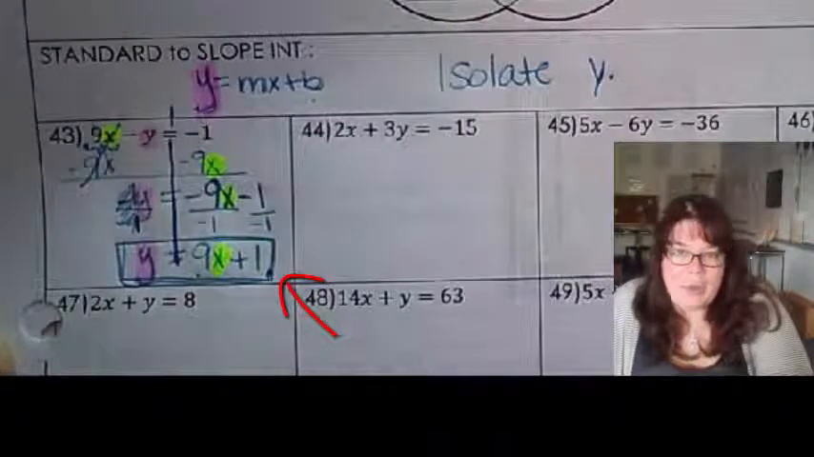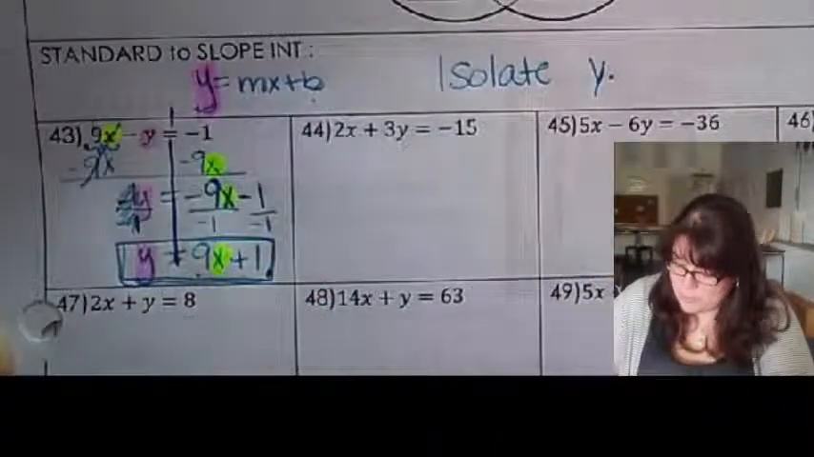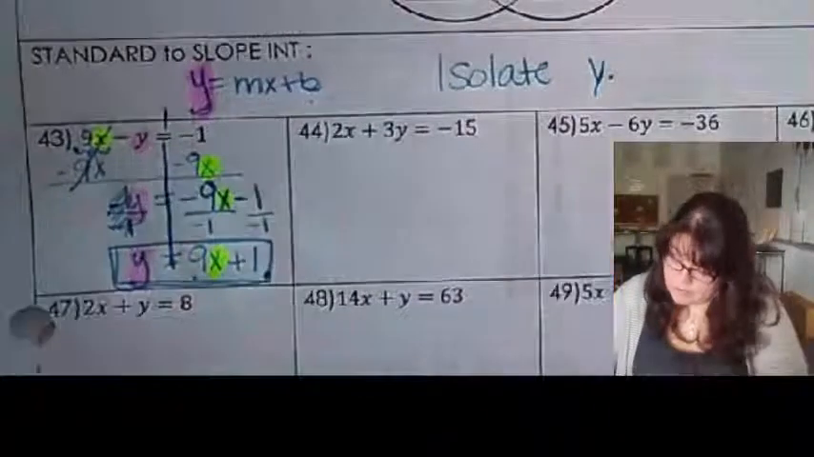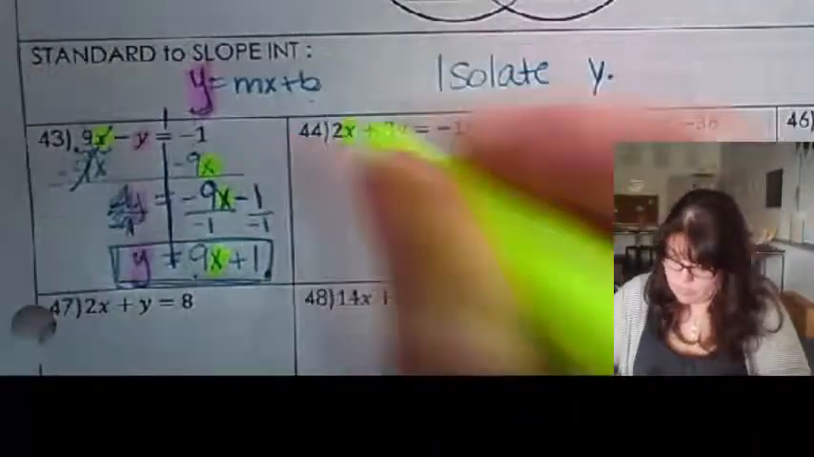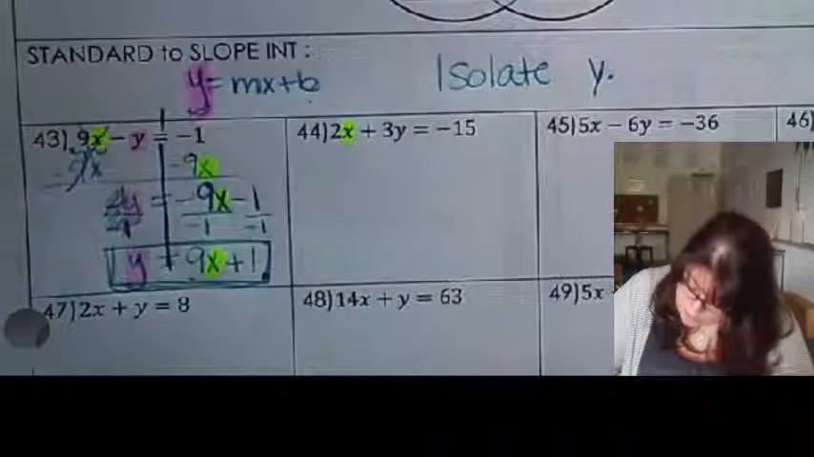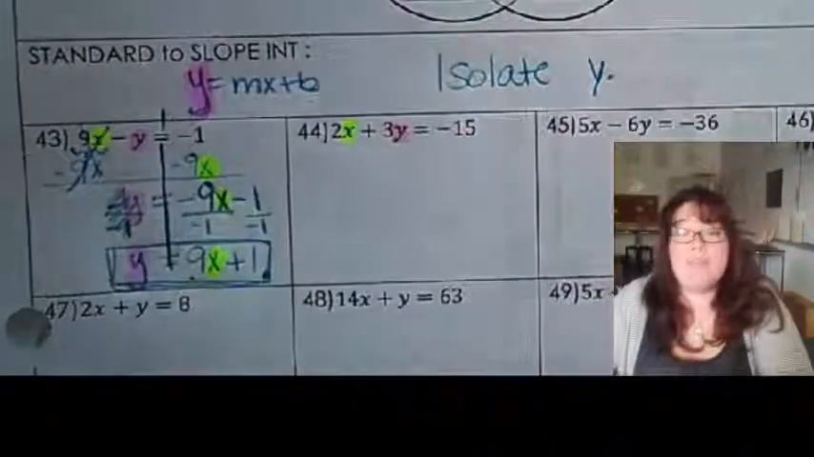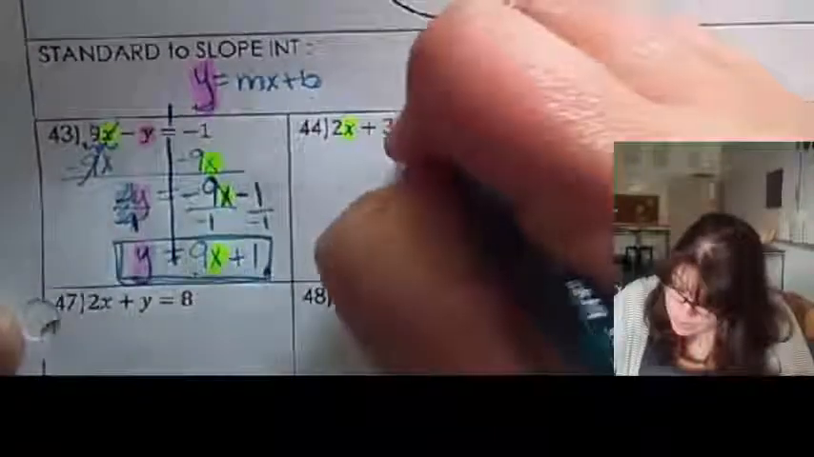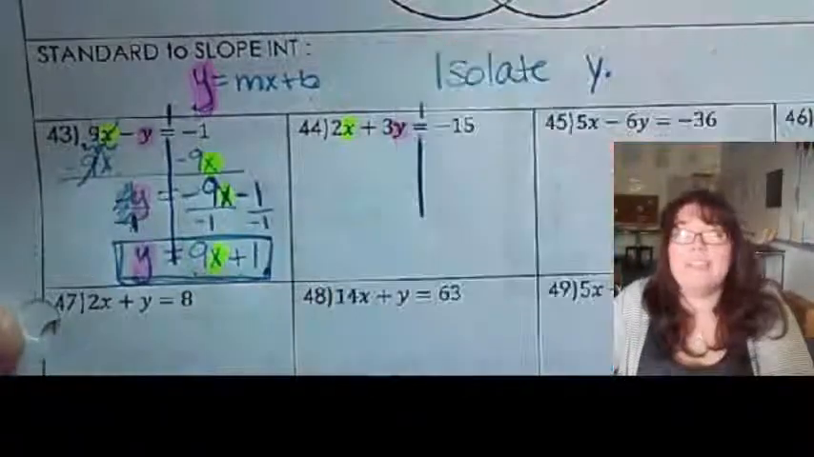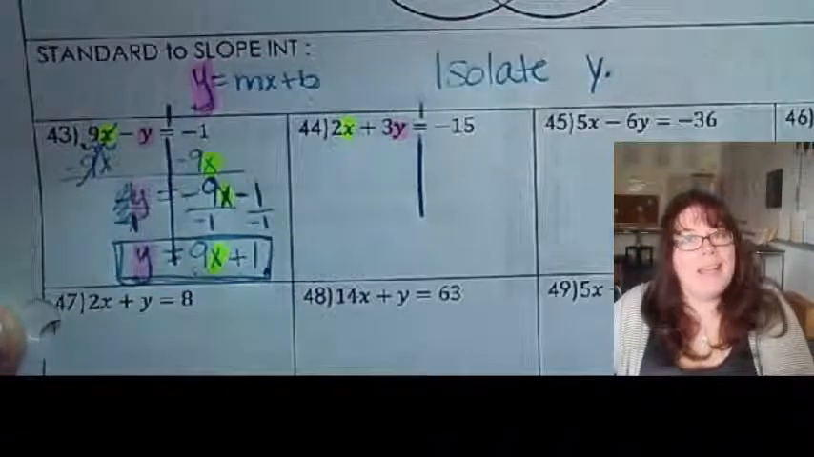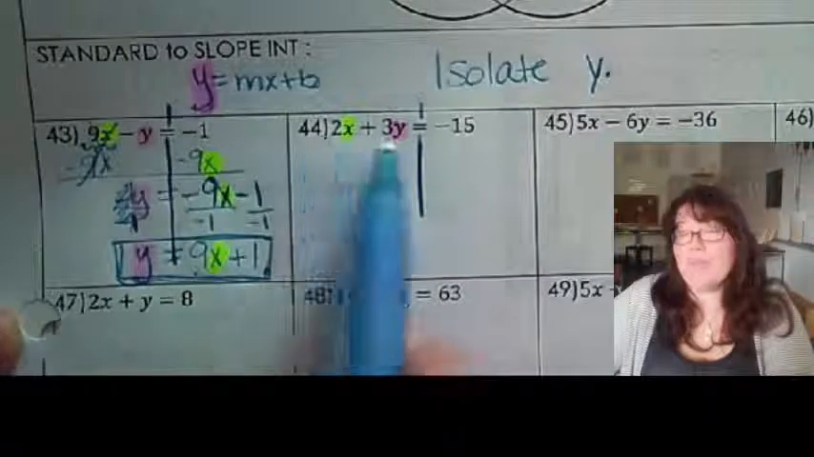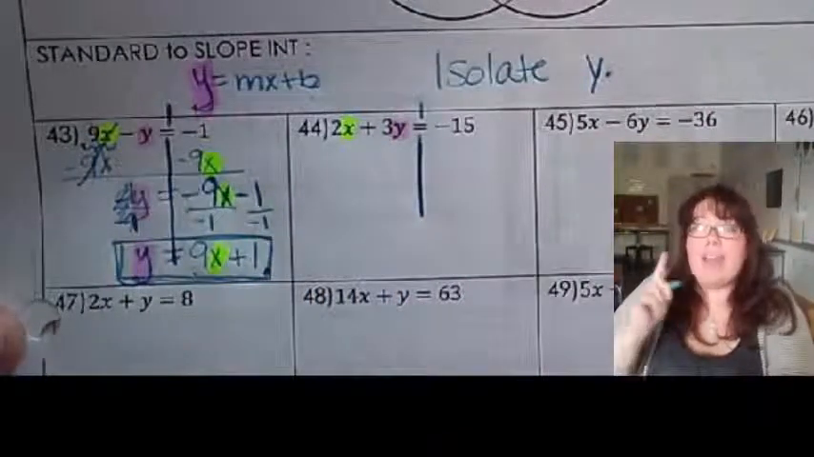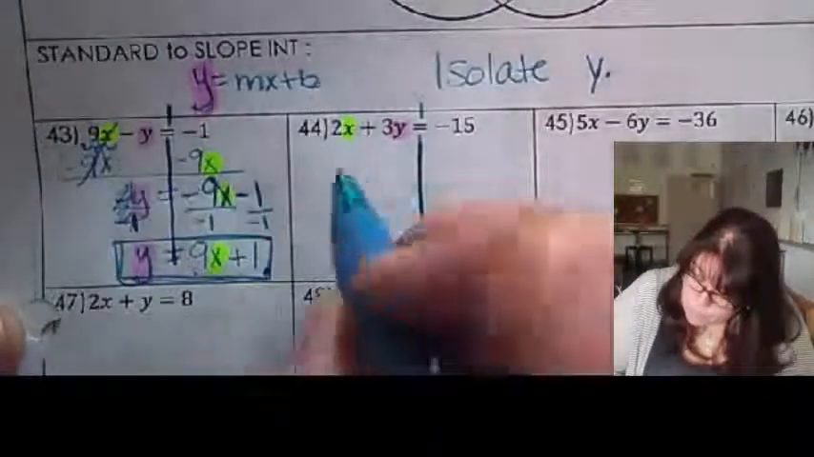Let's take a look at another one. How about this one? Here we've got 2x plus 3y equals negative 15. My job right now: x and y are on the same side of this equal sign. X and y are both on the left. I don't want that. I want y all alone. I want y equals. So we're going to start moving things.